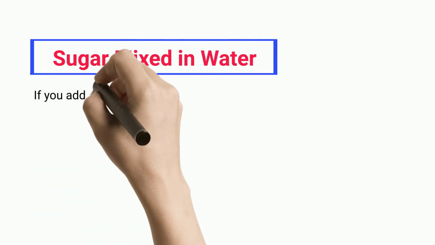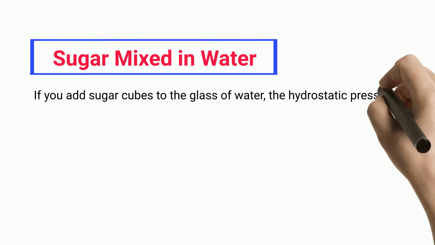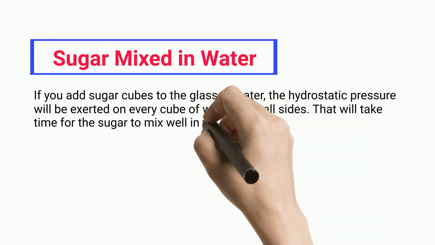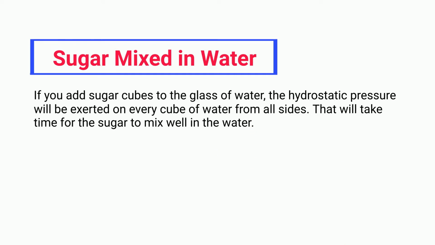Sugar mixed in water. If you add sugar cubes to the glass of water, a hydrostatic pressure will be exerted on every cube of water from all sides. That will take time for the sugar to mix well in the water.